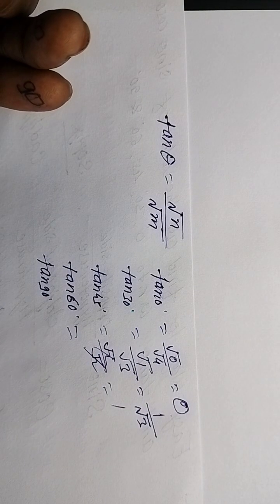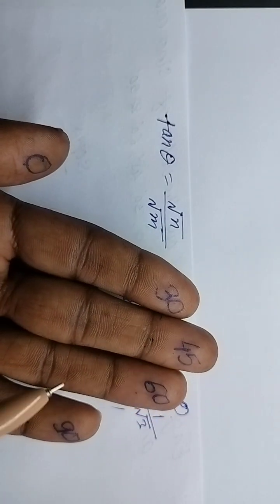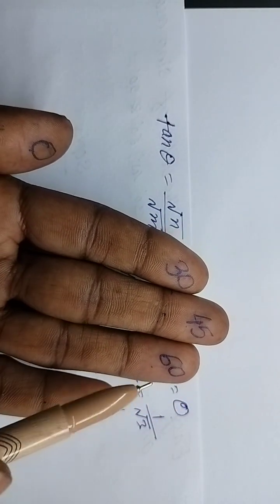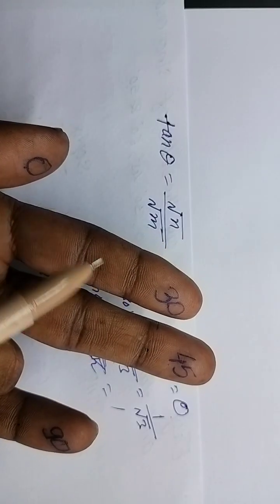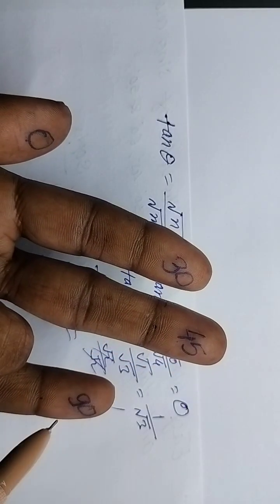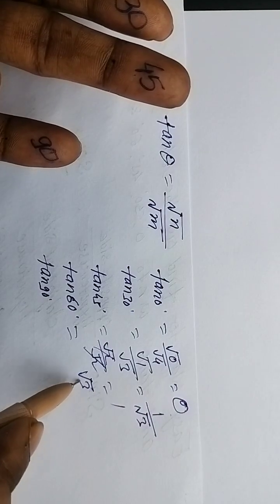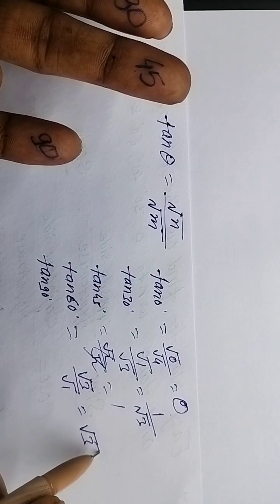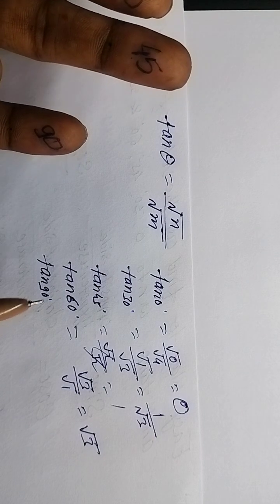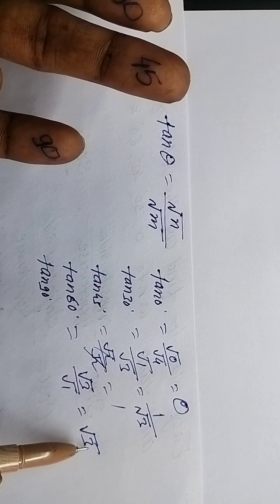And for tan 60, bend this finger. The value of n will be 3, m will be 1. Root 3 upon root 1 is equal to root 3. Tan 60 is equal to under root 3.